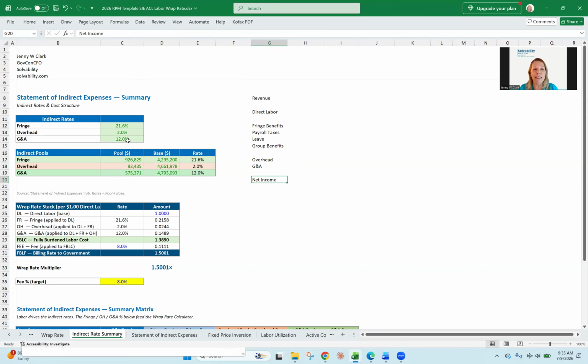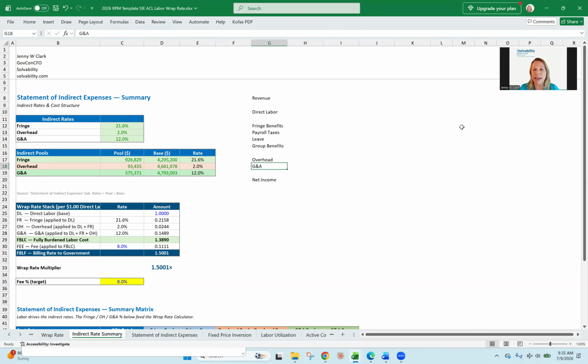So in this example, what I'm telling you is that I have direct labor cost. I have fringe, overhead, G&A. This is a group here, and overhead and G&A, and it's doing calculations. And so the pool, which means I've got expenses on my profit and loss or income statement of 926,000.